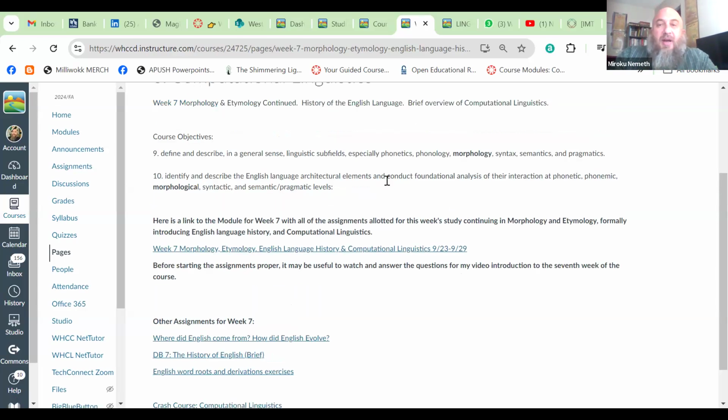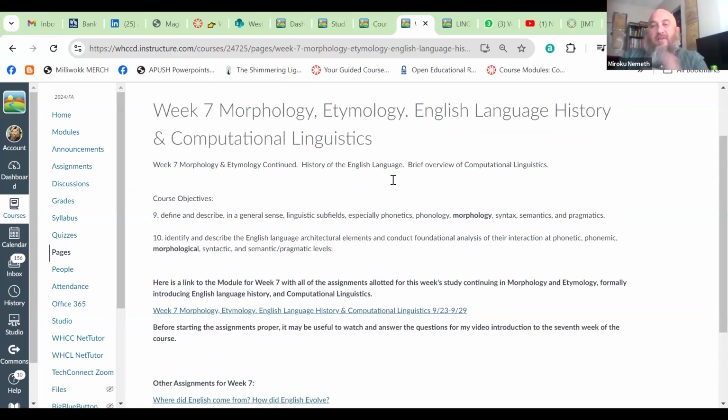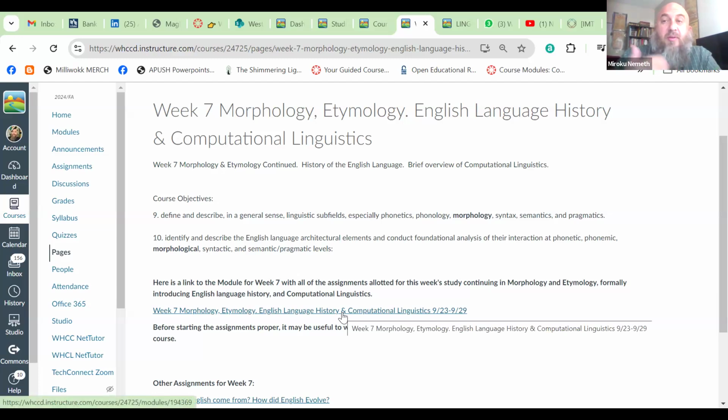As always, I do have the course objectives. The course objectives really just mention the subfields of linguistics. That includes morphology and morphological analysis and being able to look at the English language, right? Every language has different types of morphology. When you look at inflections, English used to have a lot of inflections. If you look at Old English, it doesn't anymore, right? It really doesn't.